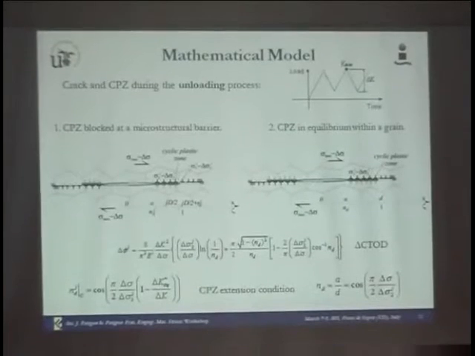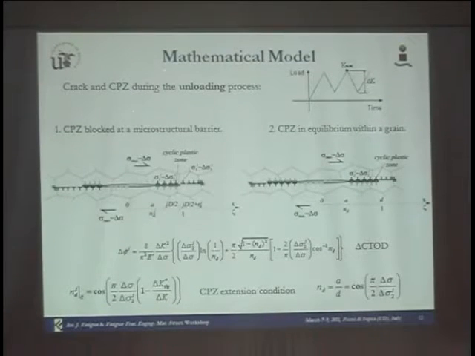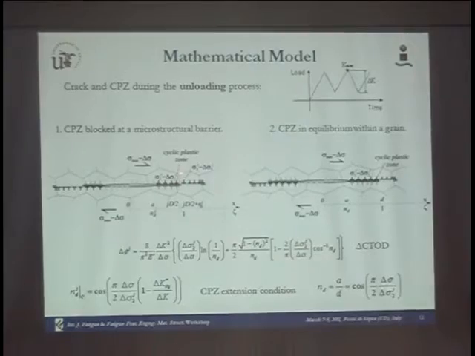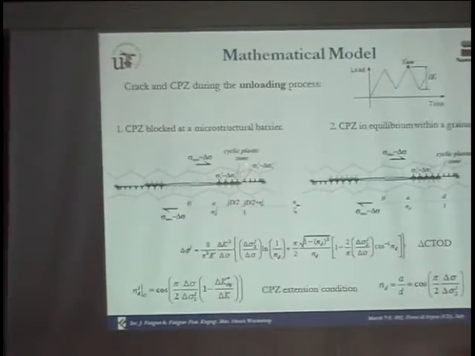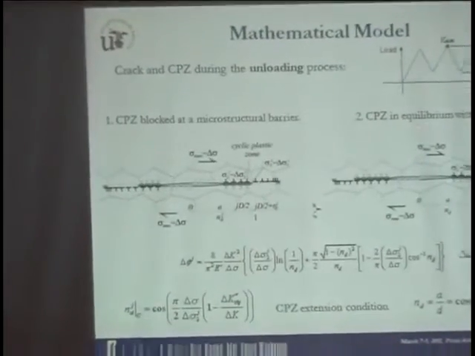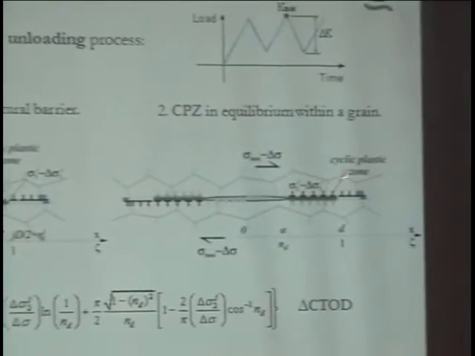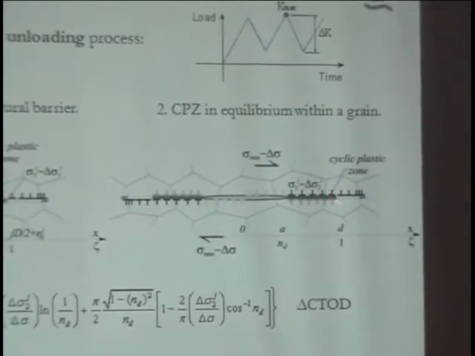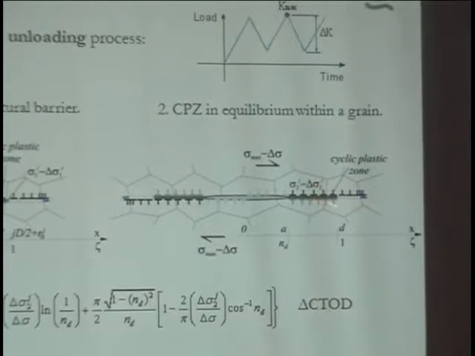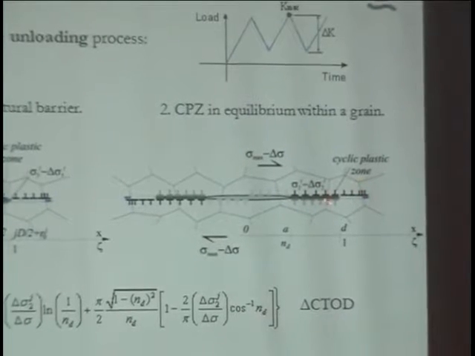We can also model the unloading process, and we need in this case to distinguish between two different situations. The first one is the situation in which the cyclic plastic zone is blocked by a certain microstructural barrier, and the second one is the situation in which the cyclic plastic zone just overcame a barrier and remains in equilibrium within two barriers, within a ring.